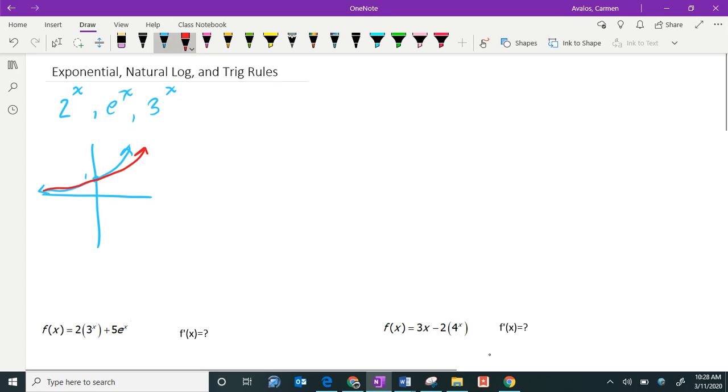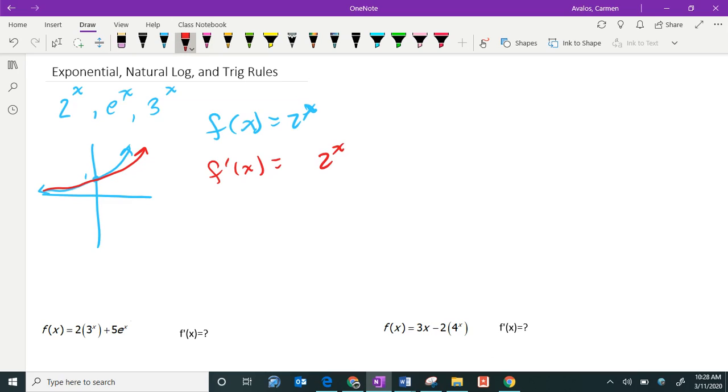So if the original function is f of x equals 2 to the x, then the derivative of it is going to be the same thing. It's still x on there. So we have 2 to the x, still going to be the same 2 to the x, but it's been stretched or shrunk. In this case, it's shrunk because it's below. So when we shrink it, that's going to be shrunk by ln of 2.